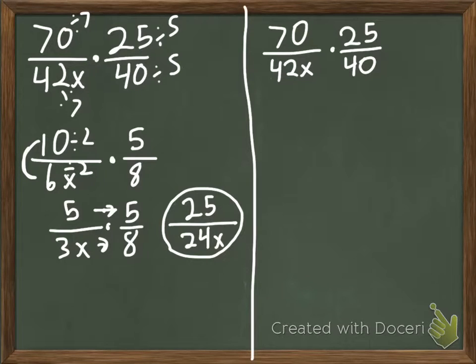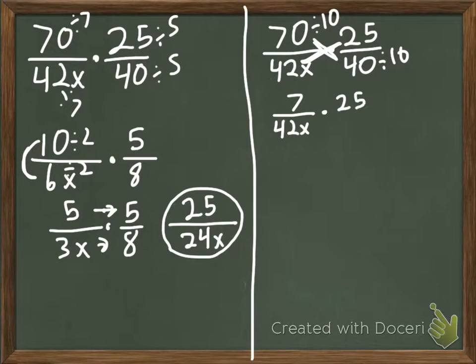We're going to start out by reducing diagonally. So let's reduce diagonally. 70 and 40. Those both divide by 10. And it looks like we can't reduce the 25 and the 42. That's alright, it'll happen. So 70 divided by 10, 7 over 42x, times 25 over 4.